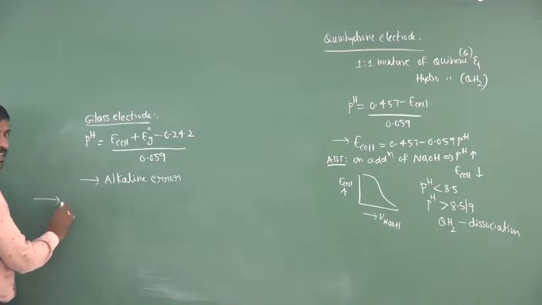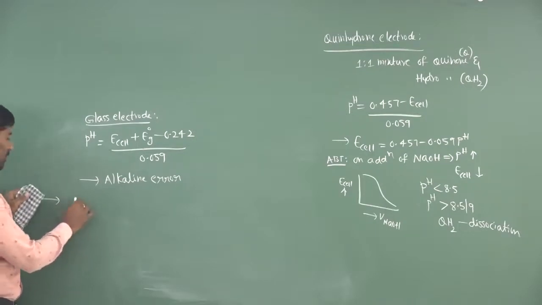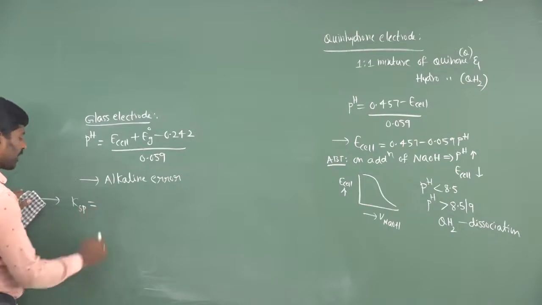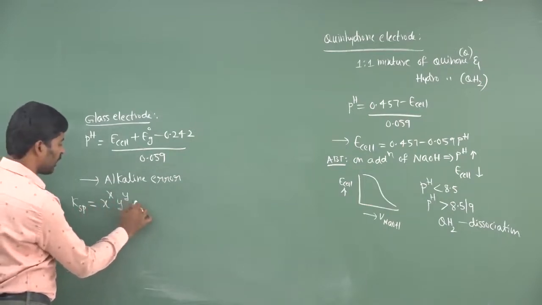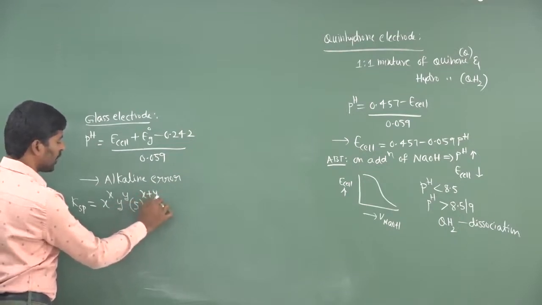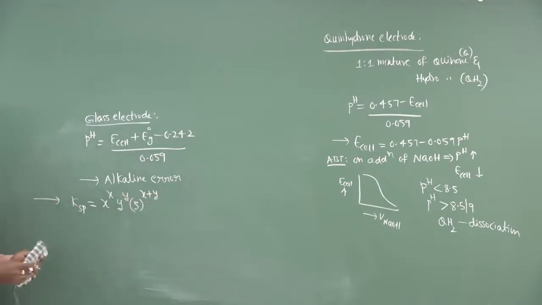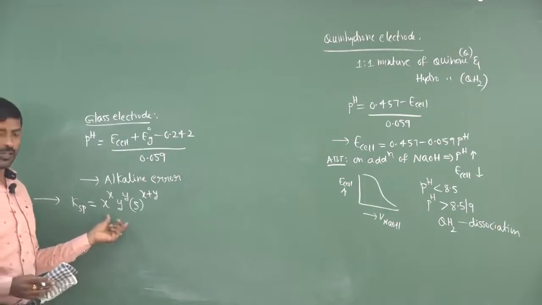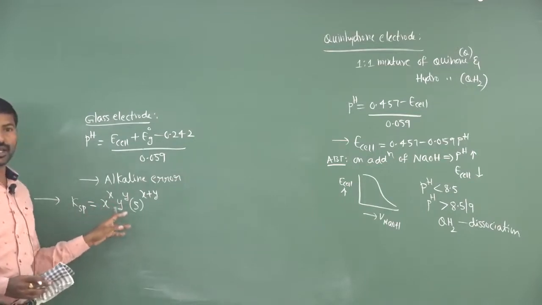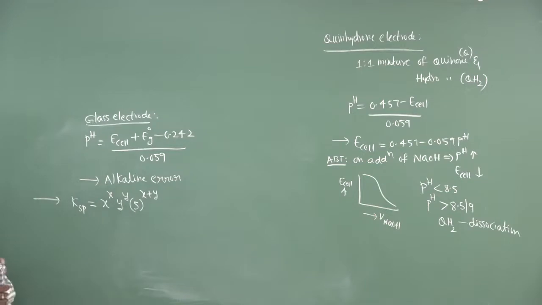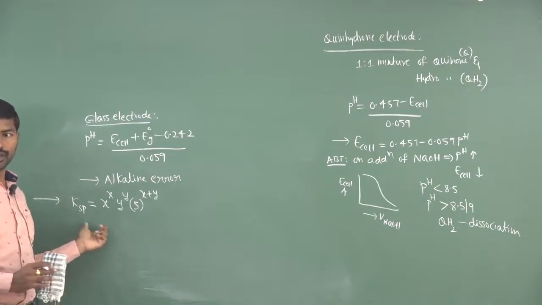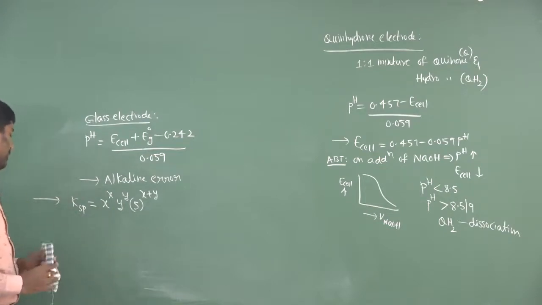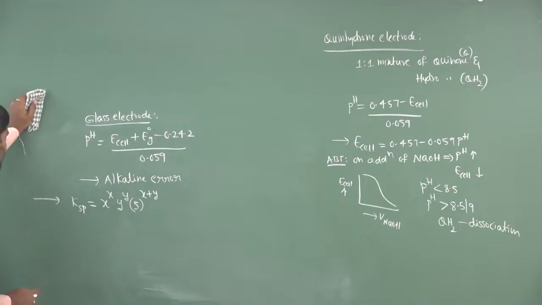Next we discuss precipitation titration, solubility product. What is the formula for solubility product? The general expression is x power x, y power y, s power x plus y, where x and y are the stoichiometric numbers of cations and anions obtained during dissociation. This is the expression for solubility product. It is the product of concentrations of ions present in a saturated solution at a given temperature.